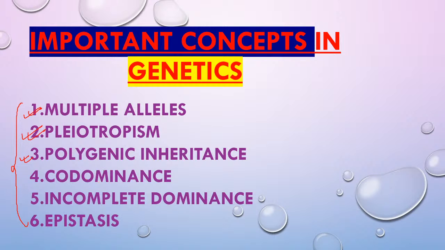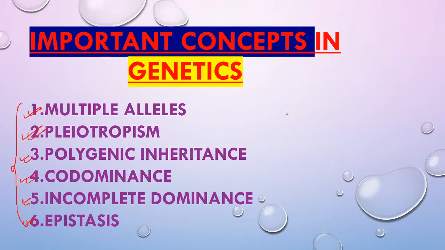In this live session, we are going to talk about the most important concepts of genetics. Here we are going to discuss the six important concepts. First one is multiple allelism, second is pleiotropism, and third is polygenic inheritance. Next is codominance, incomplete dominance, and epistasis. These six concepts are the most complex concepts in which each and every student gets confused. But no worries today, because we are going to clear all these six concepts in this very session.